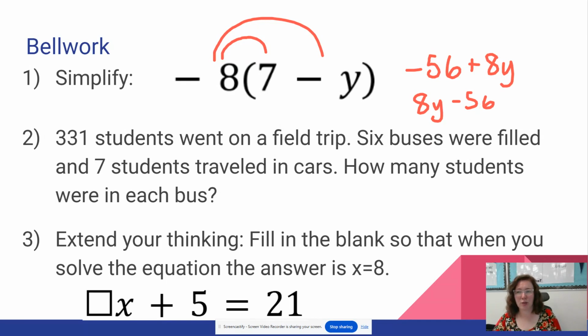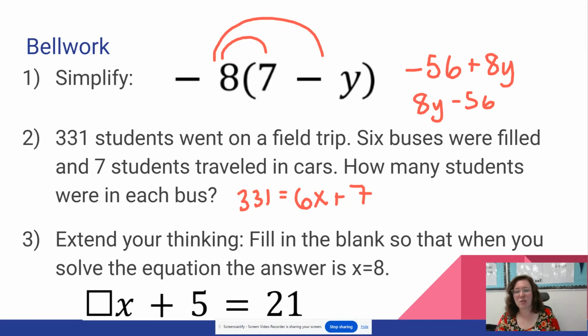Okay, 331 students went on a field trip. 6 buses were filled, and 7 students traveled in cars. How many students were in each bus? Well, this was actually a problem we did a few days ago in the notebook, so this might be something you're familiar with. But 331 is our total. Then we had 6 buses, so however many buses, plus 7 students traveling in cars. Then we subtract 7 on both sides, divide by 6 to figure out how many students were in each bus.